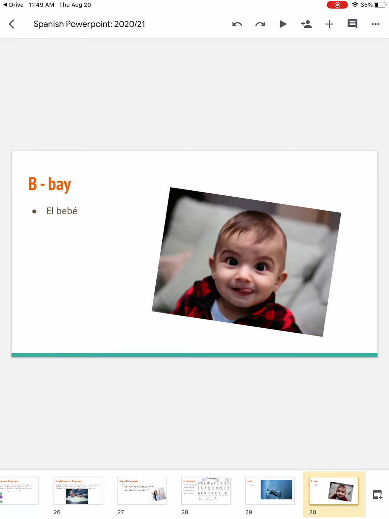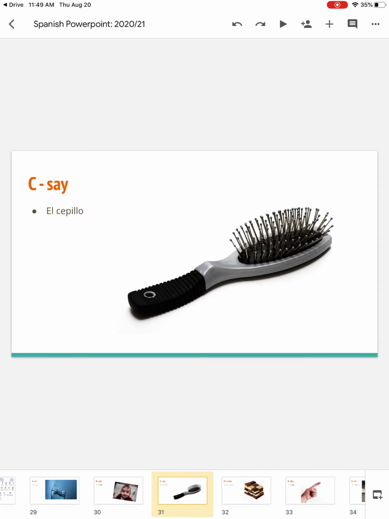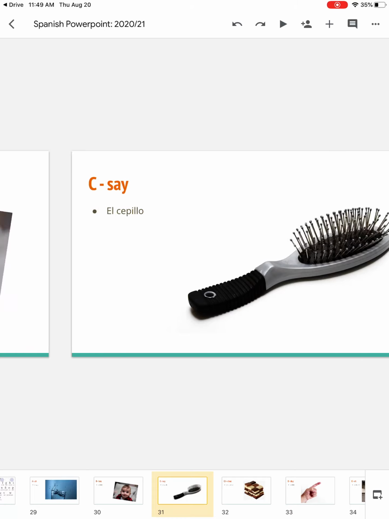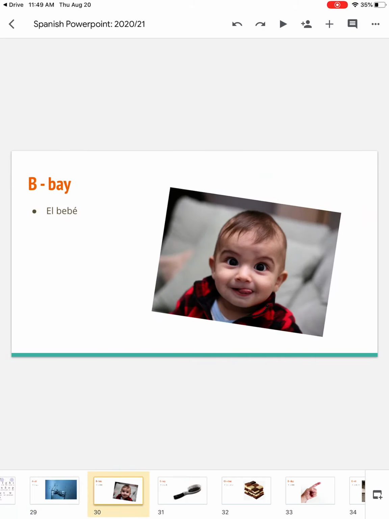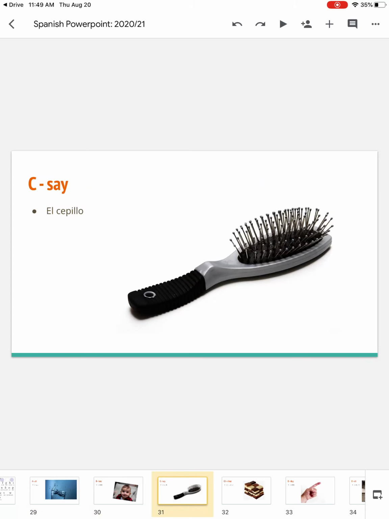So now we have A, B. Now we're going to move on to C, which is pronounced se. Repeat after me. Se. So we have A, B, se. And our word for C is our Spanish word for hairbrush, which is el cepillo. Repeat after me. El cepillo.